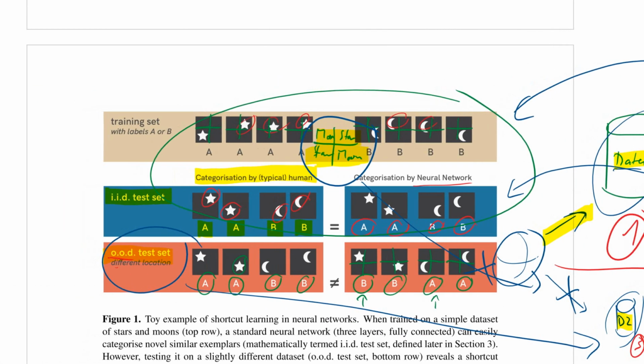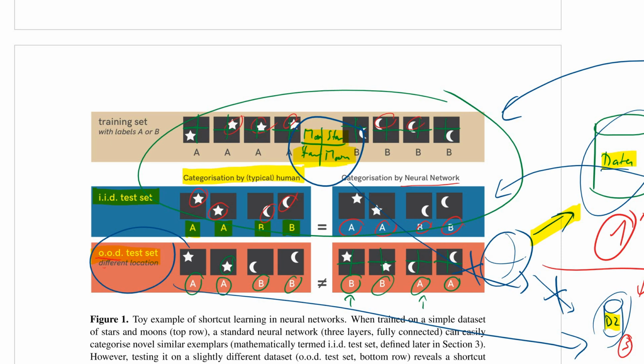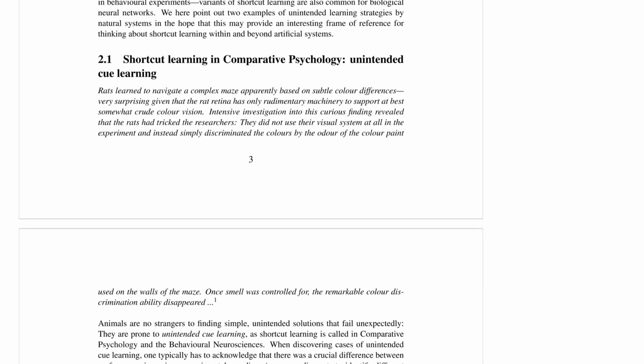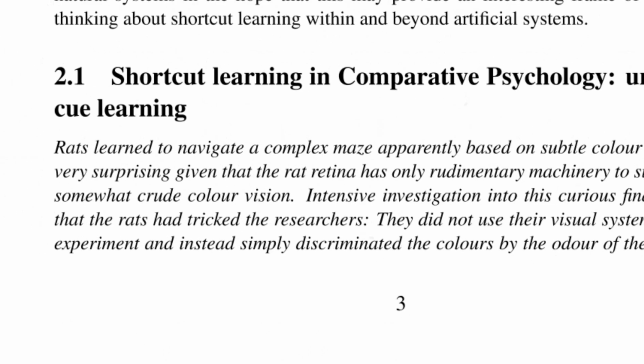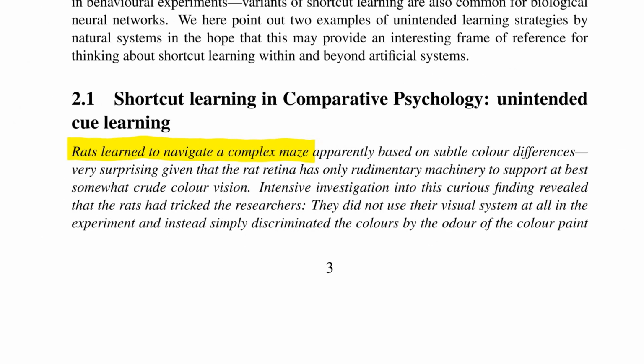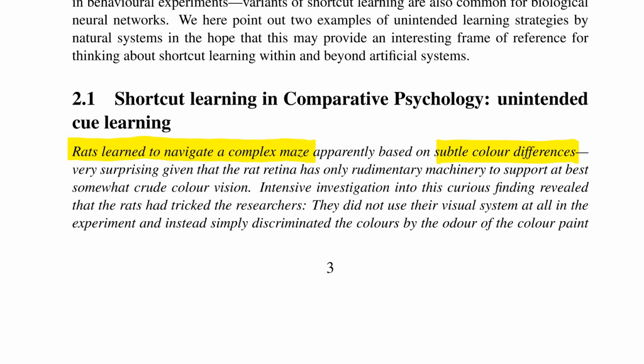And this paper goes into the origins and descriptions of this. And while I think this is a good approach and paper, and it says many correct things, I think the framing is a bit off at times. And we'll go through it. So first of all, they give some examples in biological neural networks. They have this one example where a rat learned to navigate a complex maze, right? Based on color differences of the walls.